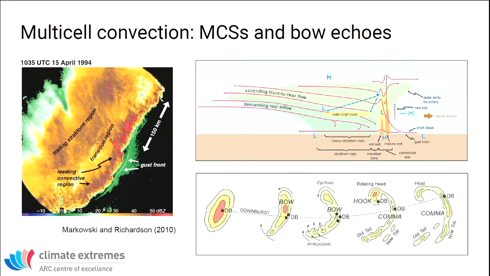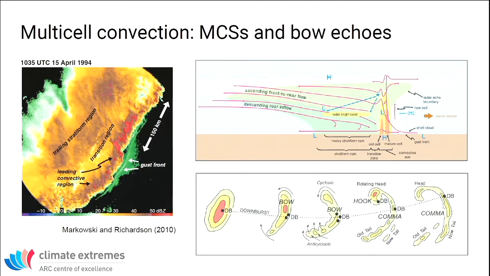Anyway, you tend to have this intense line of convection, and then you may have a region of weaker precipitation called the transition region, and behind that you have heavy stratiform precipitation. Generally this system will be moving in this sense, so towards the southeast in this particular instance, although the orientation of the system will vary, of course.